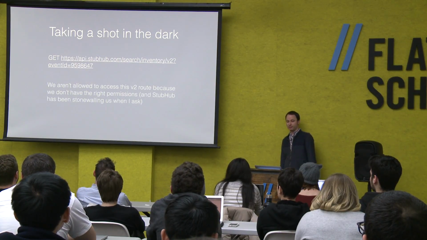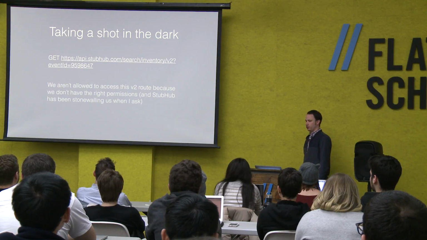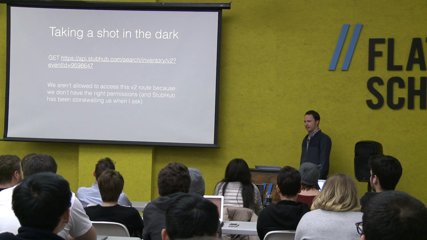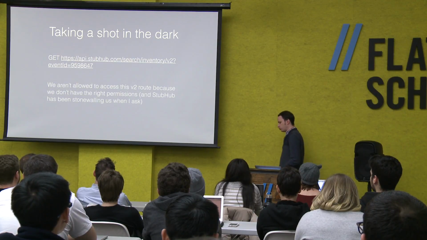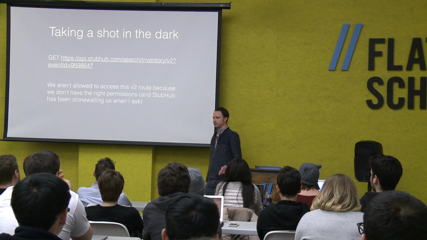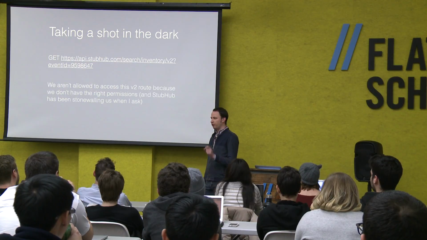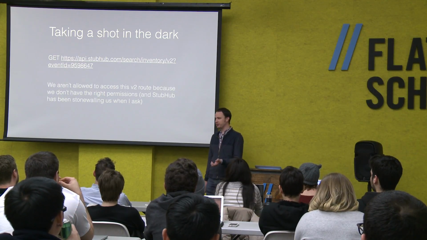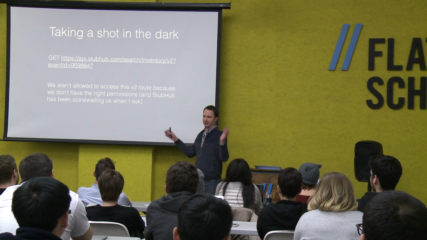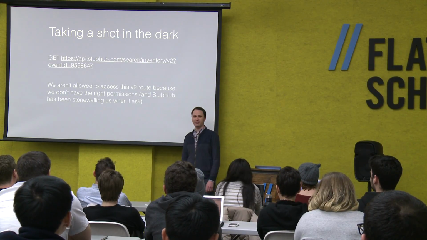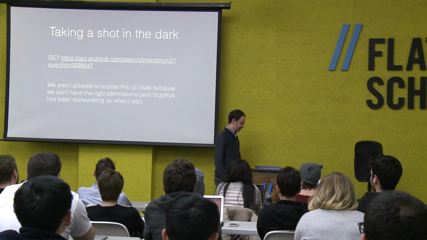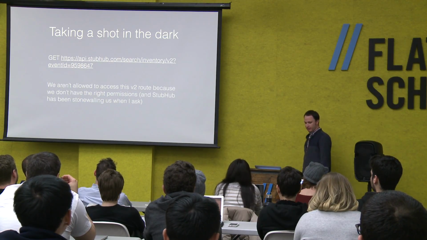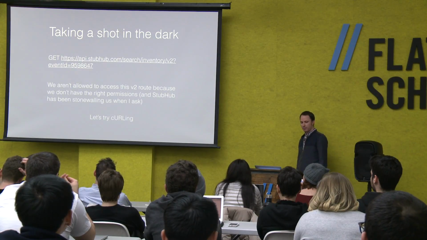We can't access this V2 route via the normal API, putting it in our program or something, because when you go to register your application through StubHub's developer portal, they tell you what endpoints you're allowed to access. And because there's no documentation for this V2 route, it's not on the drop-down menu. So you can't even select it, you can't even get access for it. It's a great help. Really appreciate StubHub. So let's try something else.